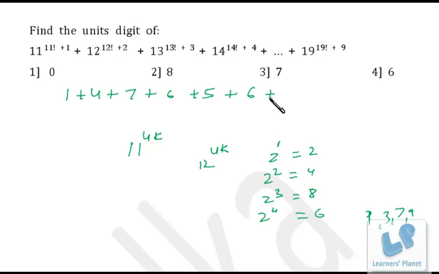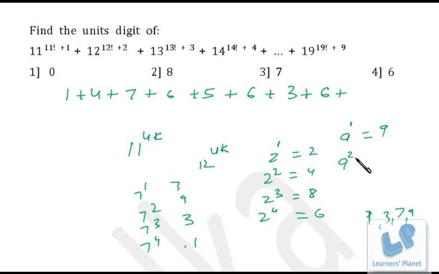7 raised to 7 will end in the same as 7 raised to 1, 7 raised to 2, 7 raised to 3, 7 raised to 4. So it's 7, it's 9, it's 9 into 7, 63, so 3, and then 1, right? So we want 7 raised to 7. So 1, 2, 3, 4, 5, 6, 7, right? That will end in 3. 8 raised to 8, further 8 and the power is a multiple of 4, so 8 raised to 8 will end in 6. And 9 raised to odd power will end in 9 and 9 raised to even power will end in 1. So it is 9 raised to an odd power, so it will end in 9, right?